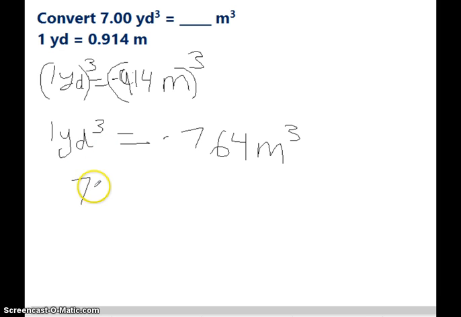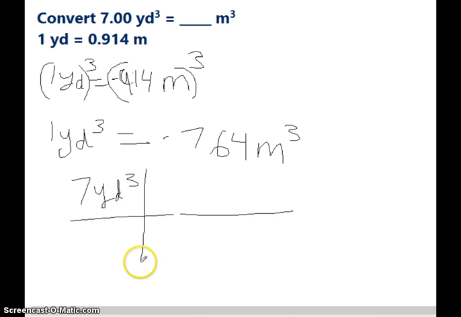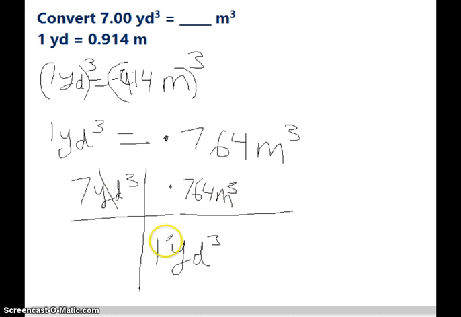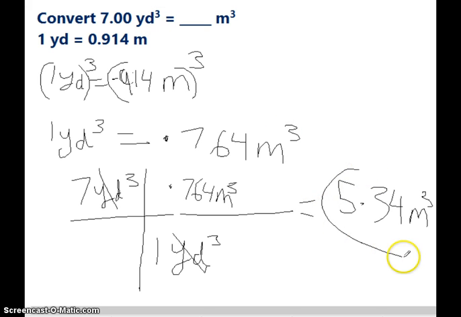So we start off with 7 yards cubed. And we know that 1 yard cubed equals 0.764 meters cubed. Notice that the yard cubes cancel out, and we are left with 5.34 meter cubed. Essentially, we have just converted 7 yard cubes to 5.34 meter cubes using dimensional analysis. And that's all there is to it.